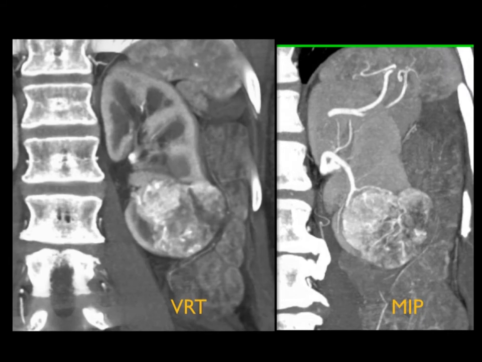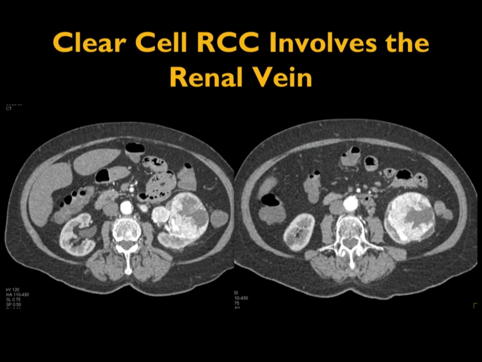Or here a nice invasion of a very vascular mass with extension into the patient's left renal vein. Again, the vascularity of the tumor can tell us this is not a papillary renal cell, but this is a clear cell renal cell carcinoma, and the extension into the vein is very nicely seen.